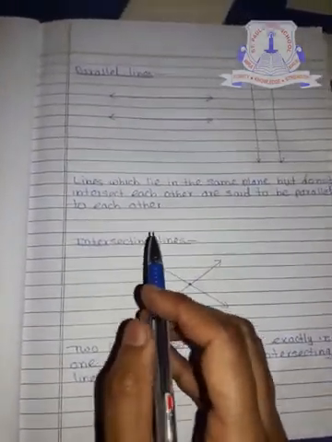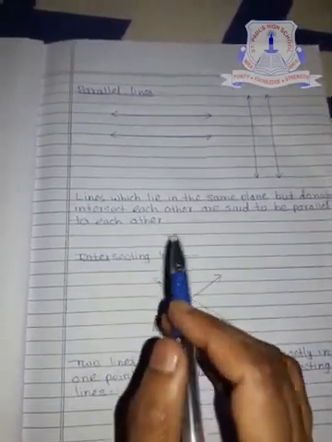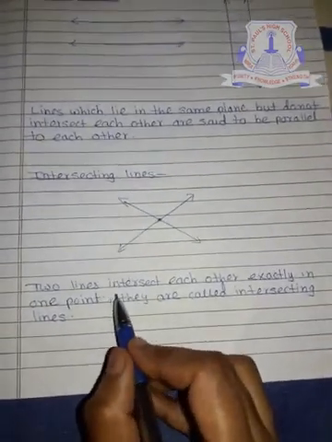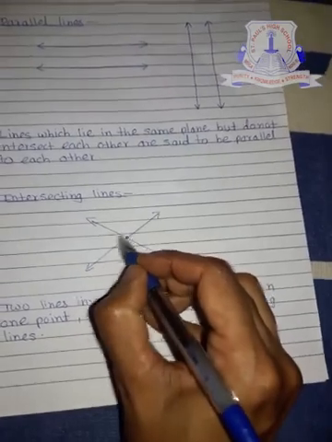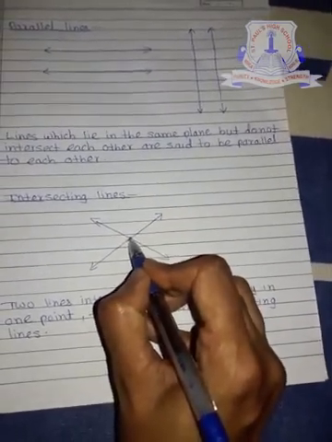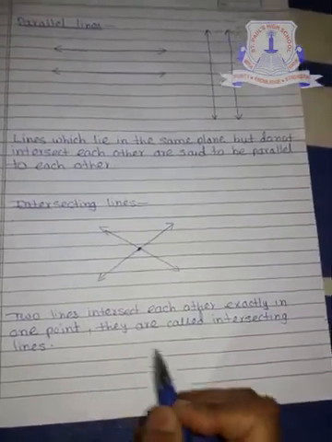Just now I told you the word intersect. Intersect means they are going to cut each other. But what are intersecting lines? Intersecting lines are 2 lines that intersect each other. Look here, this is the one point where they are going to cut each other. They touch each other at one point, so they are called intersecting lines.